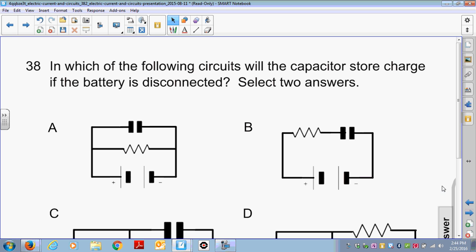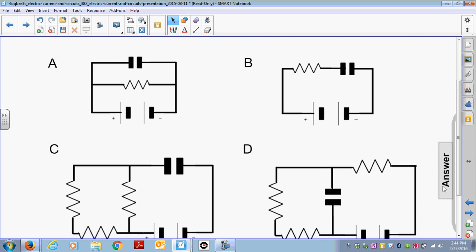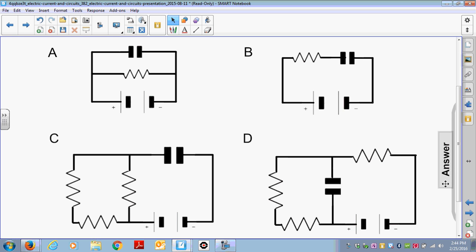In which of the following circuits will the capacitor store charge if the battery is disconnected? We don't mean to continue to store charge. We mean it's already charged and will continue to stay charged. Go ahead and pause the video and select your answer. Remember, there's two.